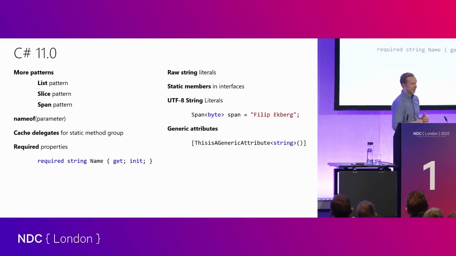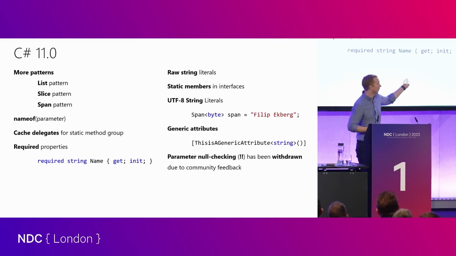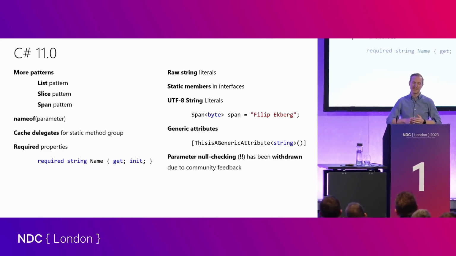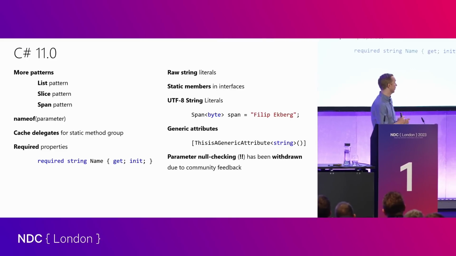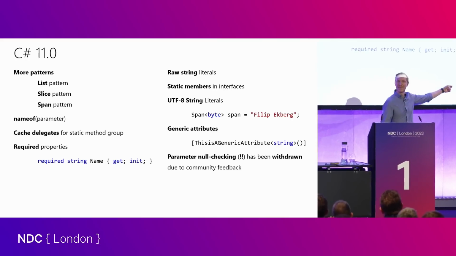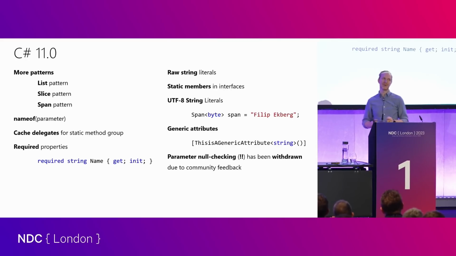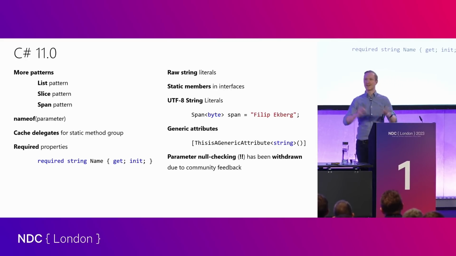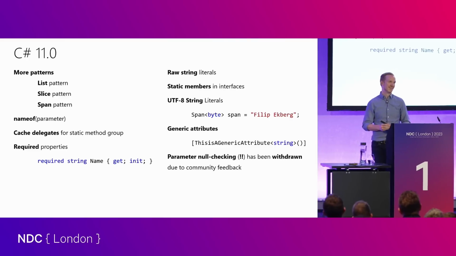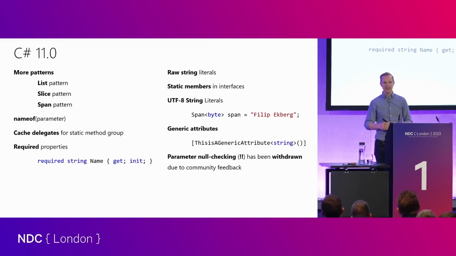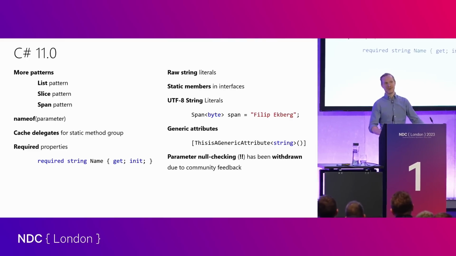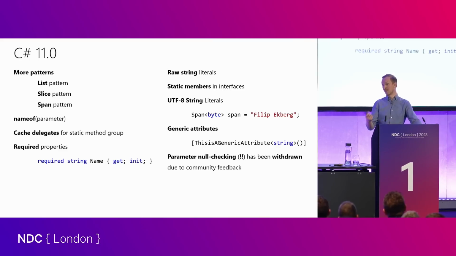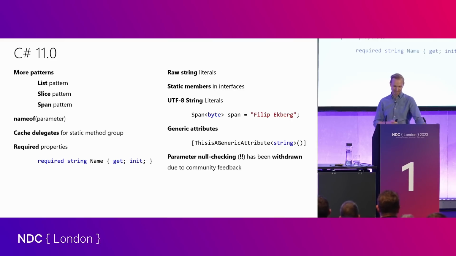The one feature that I did say that they removed due to community backlash is the null checking, or the parameter null checking. If you added the double bangs on an input parameter on a method, it would automatically do a null check and throw an exception if it was null. Which your code ended up having question marks all over the place because you had nullable reference types. And then you had exclamation marks everywhere. It just got really hard to read the code.